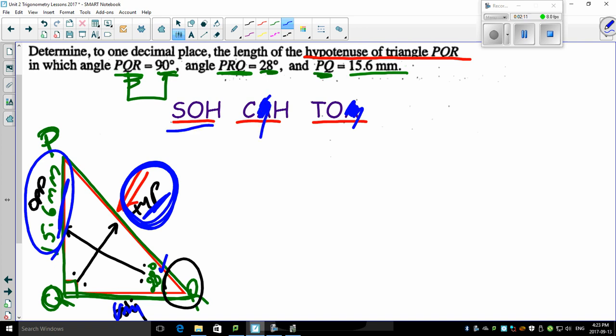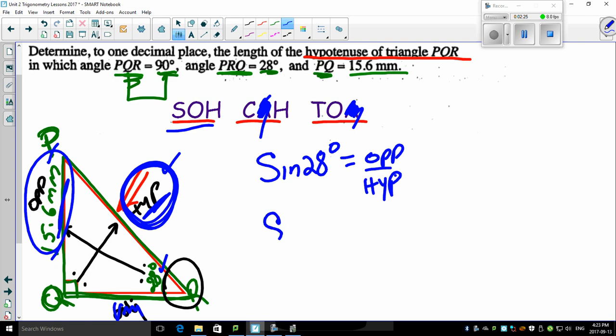That leaves us with sine. And if you think about it, sine is opposite and hypotenuse. So the sine of 28 degrees is opposite over the hypotenuse. And let's put some more numbers in here and see if we can solve this. Sine of 28 degrees, opposite here is 15.6 millimeters. Hypotenuse is what we're trying to find. Well, this is an old friend of ours.